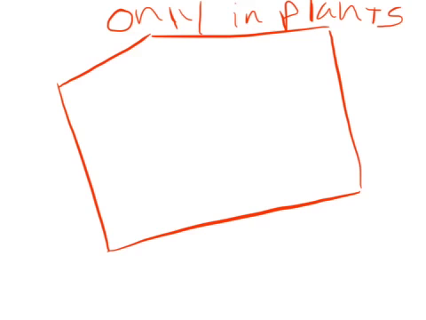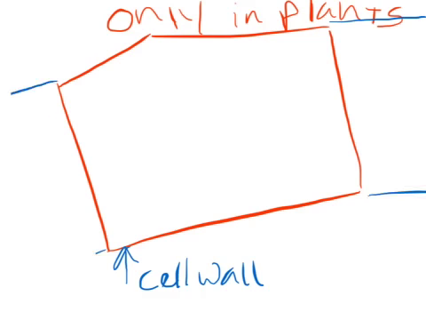So these organelles are only found in plant cells, only in plants. And what I've drawn here already for you is a cell wall. The cell wall is very rigid. In plant cells, the cells stack up next to each other, and the cell wall provides support.